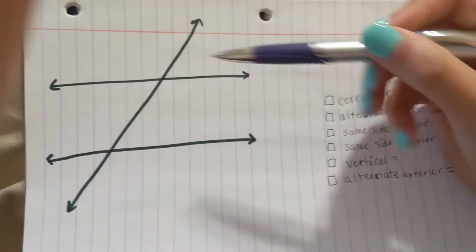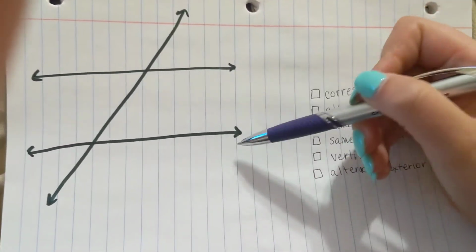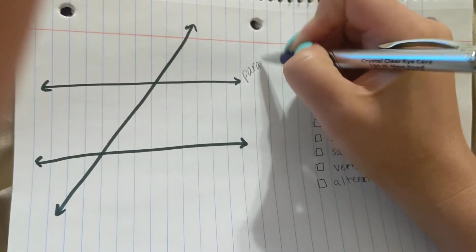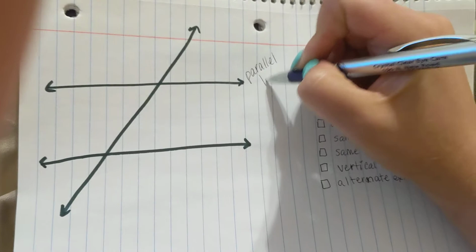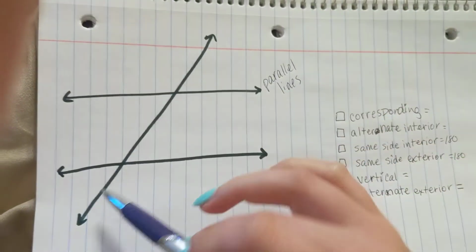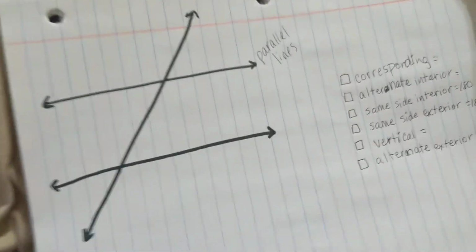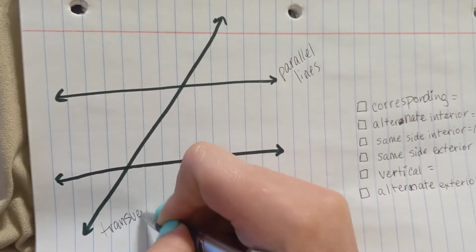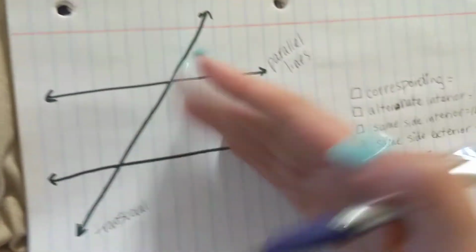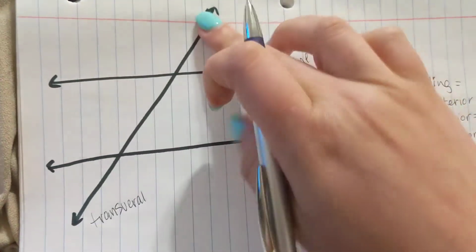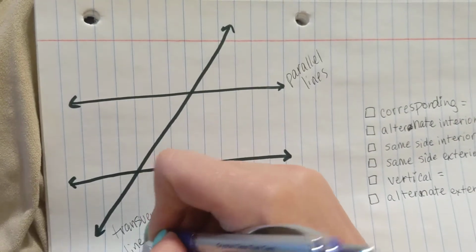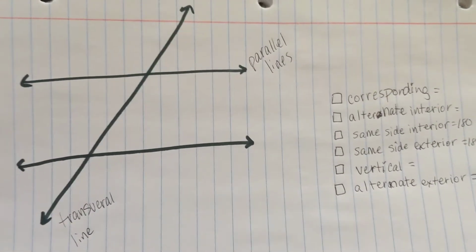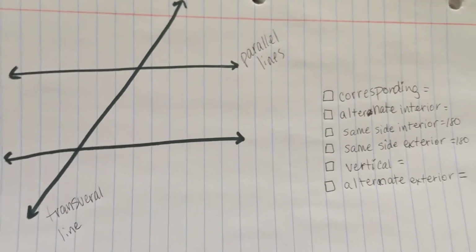So the first thing you need to know, these two lines right here that run side by side, these are your parallel lines. The line that cuts across it, this is called the transversal. Now, it does not have to be at this angle. It can also cut across this way. But for this example, I just did the transversal line like this. So whenever we've got our parallel lines and we've got our transversal line, we have different relationships that this creates.